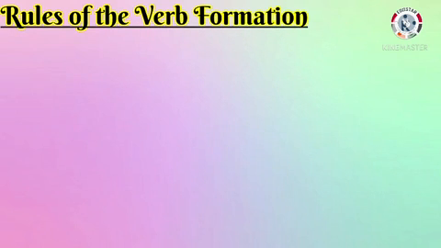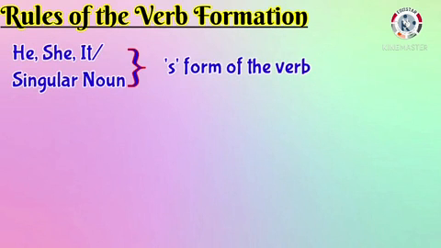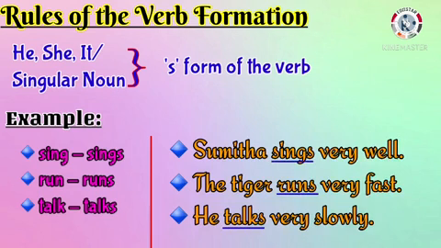Now let us see how the base verb changes to form simple present tense. Listen to these rules carefully. In simple present tense form, if the nouns are singular or he, she, it, we use the S form of the verb. For example, sing, sings, run, runs, talk, talks. In sentences, Sumita sings very well, the tiger runs very fast, he talks very slowly. Here we added only S with the verb.